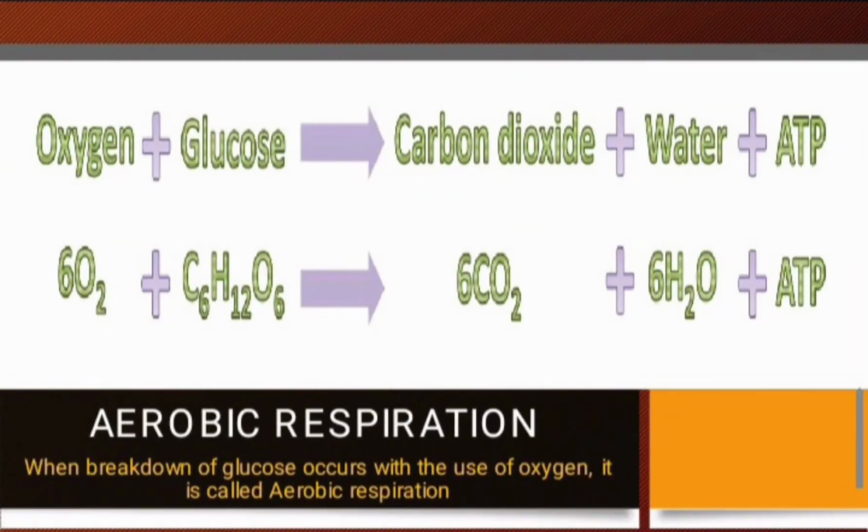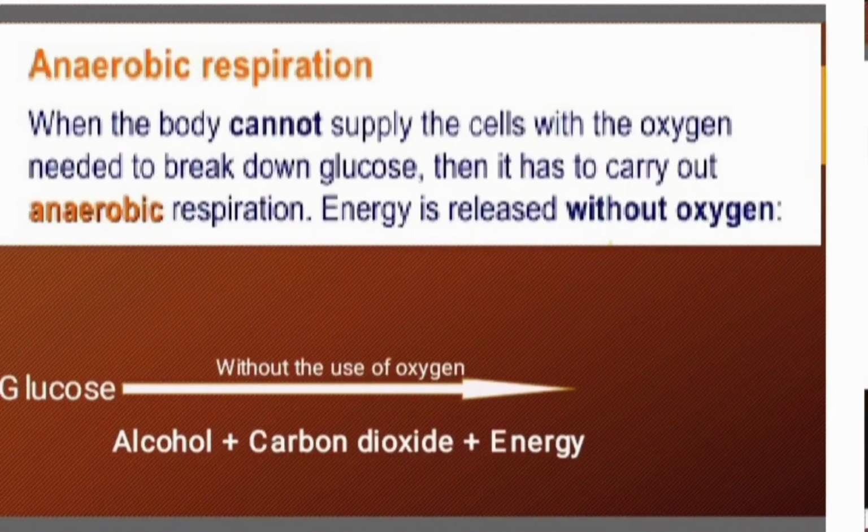What is aerobic respiration? Aerobic respiration is the respiration in which oxygen is used, but in anaerobic respiration, oxygen is not used. This is the equation for aerobic respiration. When breakdown of glucose occurs with the use of oxygen, it is known as aerobic respiration. That means oxygen plus glucose gives carbon dioxide plus water plus ATP. ATP is the energy.